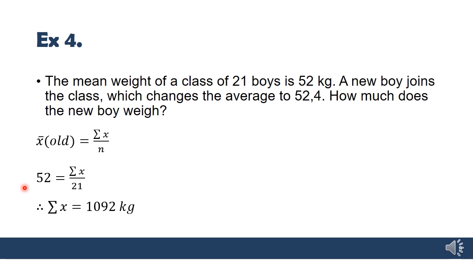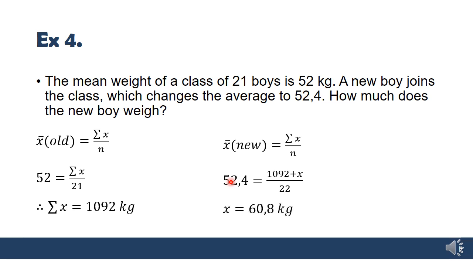Now we're adding a boy to the class, and that changes the average. And we want to figure out what he weighs. So my new average is 52.4. I now have 22 boys in the class, and the sum is going to be my old sum, the original 21 boys, plus whatever the new boy weighs, and I've called him X, but you could call him anything else. Solving, so multiply by 22 first and subtract 1092. I get x equals 60,8 kilograms.